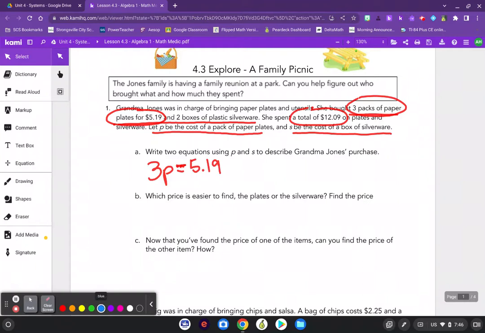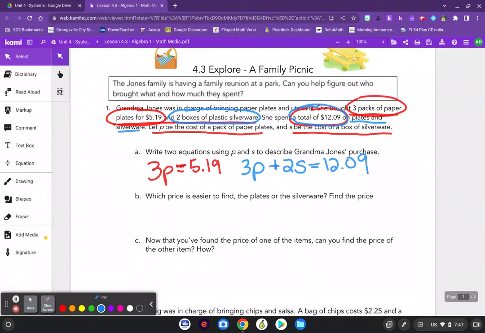In my other equation, I have 2 boxes of silverware. I don't know what she spent on just the silverware, but I do know that there was a total of $12.09 spent between the plates and the silverware. So the number of plates that I bought, 3 times the cost of the plates, plus the boxes of silverware I bought, 2 times the price of the silverware, is going to equal that total price of $12.09.